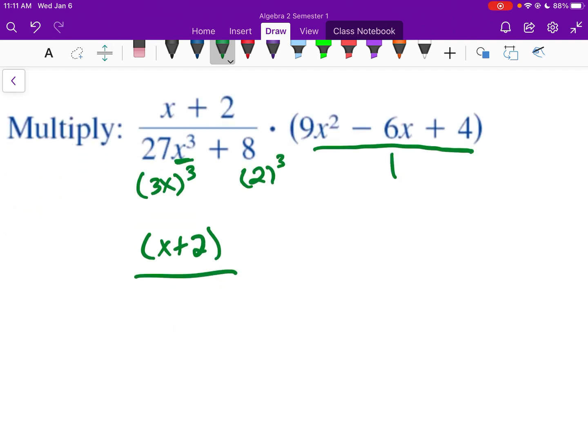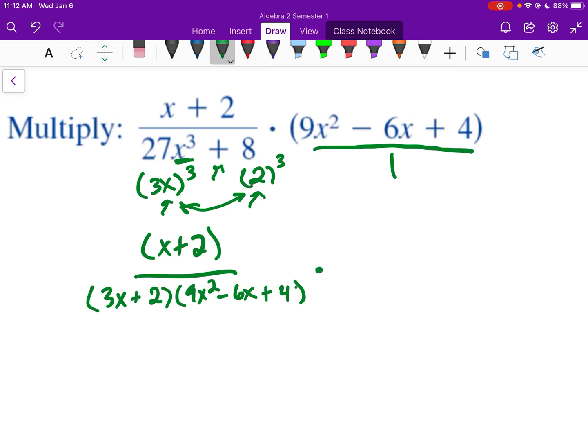So if you remember, this is a sum of cubes. You're going to do a binomial times a trinomial. It'll be 3x plus 2, and then for the trinomial, 3x squared, which gives us 9x squared, 3x times 2 with a sign change, which gives us 6x, and 2 squared, which gives us 4. And then for the acronym again, SOAP, that tells us the signs: same sign, so plus, opposite, always positive. Now we're going to multiply that by 9x squared minus 6x plus 4.